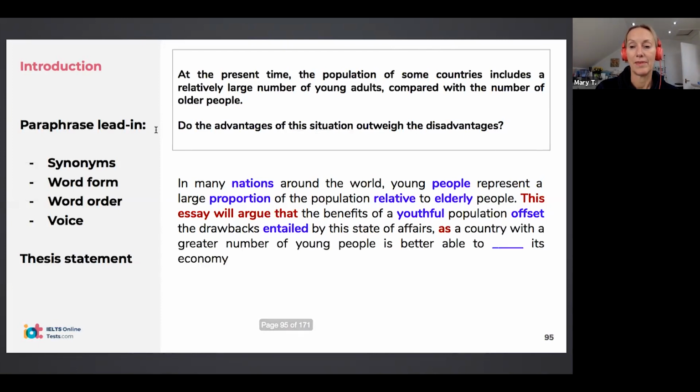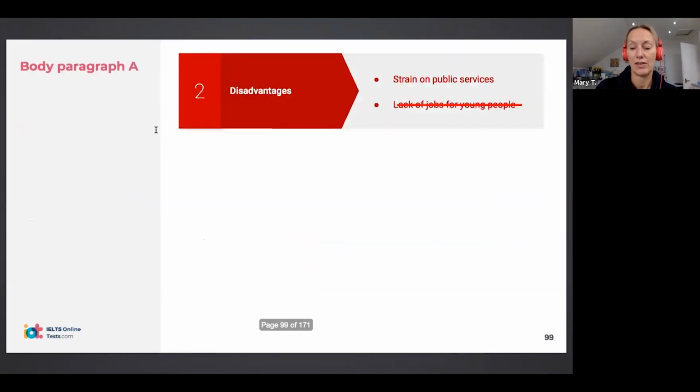And then a reason. So as a country with a greater number of young people is better able to something its economy. So improve, support, boost. Yeah, they all work there actually. So we've just chosen grow its economy and care for its elderly. Population, it could be another word. Citizens, that's right, good. Because we've already got population, so just try not to repeat the words. Okay, so that's introduction there.